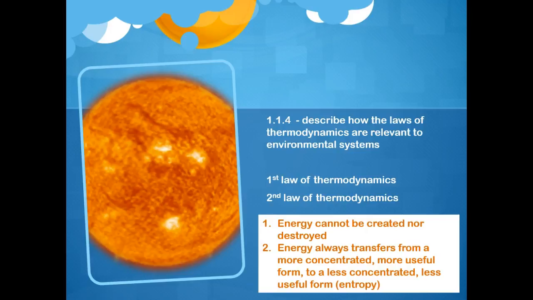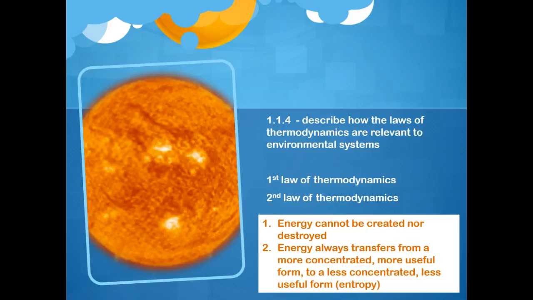So we want to recap some of our systems knowledge. 1.1.4, describe how the laws of thermodynamics are relevant to environmental systems. We've talked about this relevance in food chains, but here it's going to be relevant as well. The first one, energy cannot be created or destroyed. So where are we going to get this energy from? How are we going to get this from the resource?